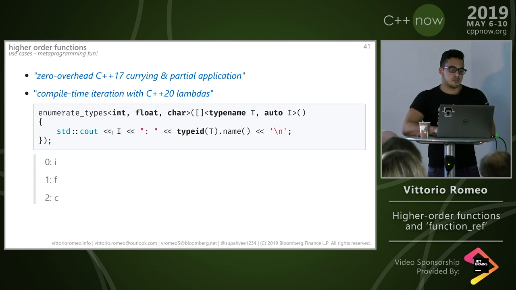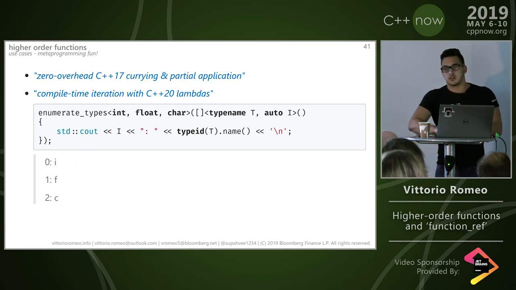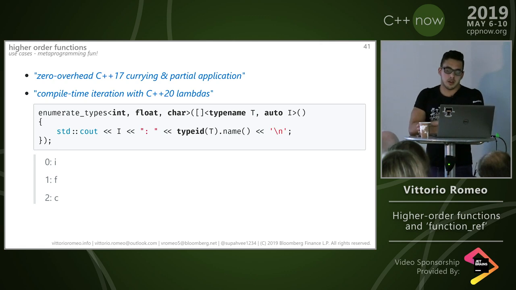And in this case, if we simply print out the index and the typeid name of the T, what we get back is 0i, 1f, and 2c. So it's quite easy to express these algorithms with high order functions. And there are some proposals in flight like expansion statements that could do this generation for you, but currently there's nothing like that in the language.